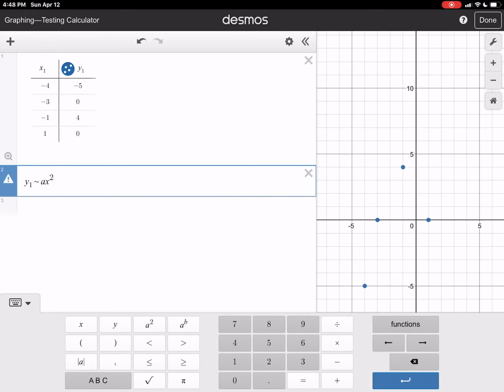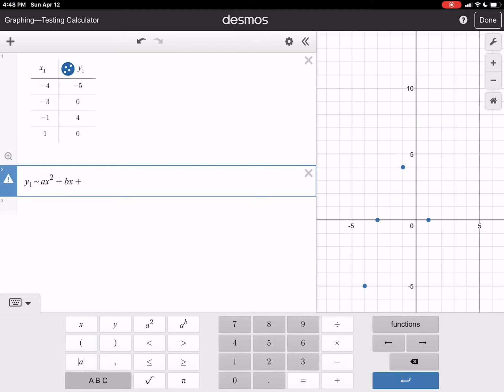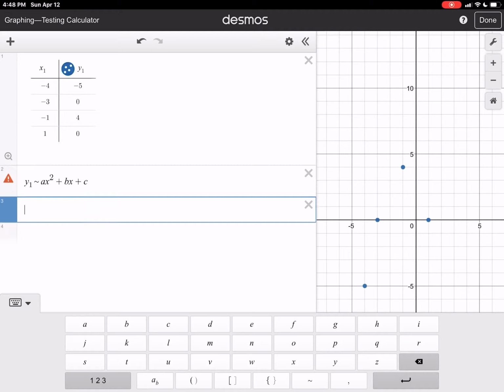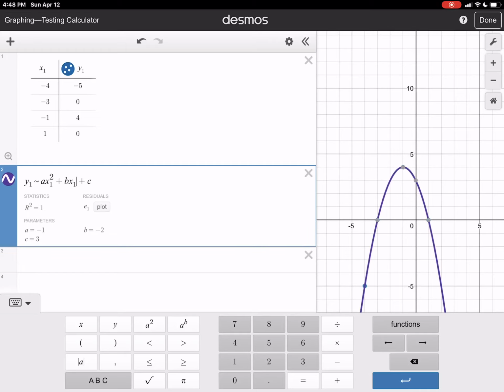Ax squared plus bx plus c. Oh, I forgot to put the 1 after the x. Notice that up here I have x1, y1, so I also have to call them x1, y1. My calculator is very specific. So it gave me an equation: y1 equals -x squared minus 2x plus 3.